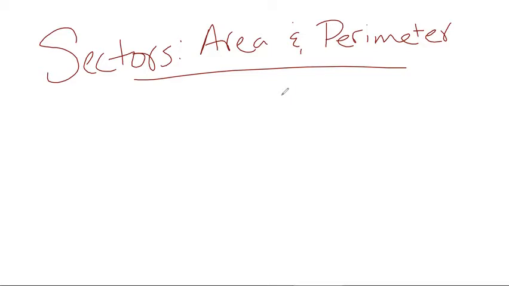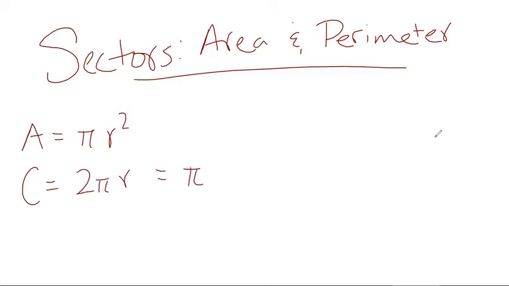So before we dive into sectors, let's recollect the formulas for the area and circumference of a circle. The area of a circle is equal to pi times r squared, and the circumference of a circle is equal to 2 times pi times r, which is also the same thing as pi times d, where pi is the ratio between the circumference of a circle and the diameter of the circle. So c over d, which is pretty much the same thing as rewriting this formula right here.